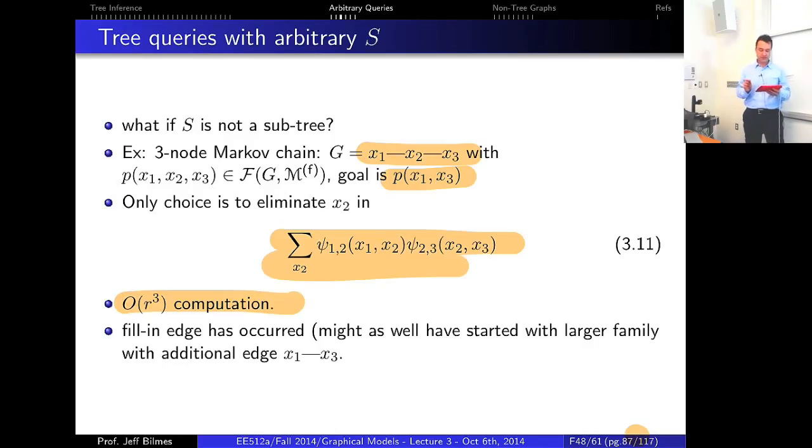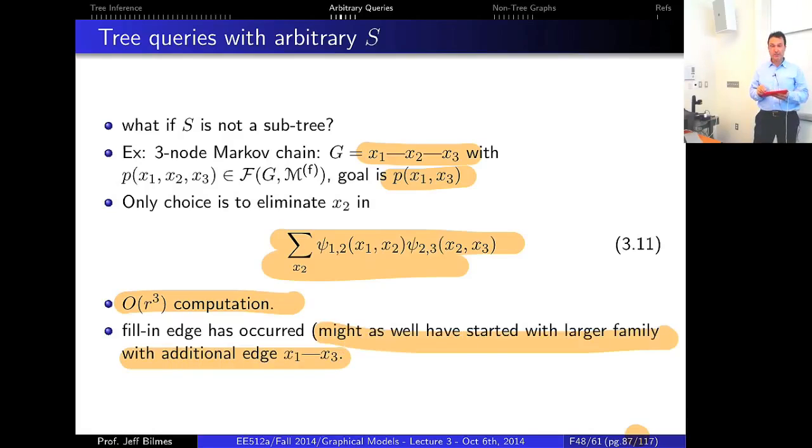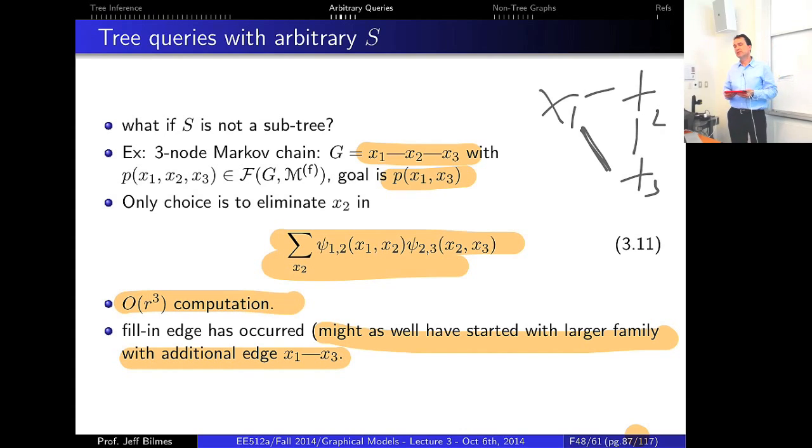And from the perspective of needing this marginal, computationally, we might as well have started from the larger family. Rather than just the Markov chain, why didn't we start from x1, x2, x3 fully connected? Computationally, there's no penalty for adding that edge, because if that was the marginal that we needed, the x1, x3 marginal, we would face an r-cubed computation anyway. So we could have computationally had that edge in there.